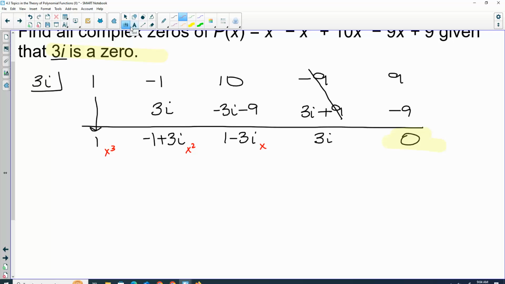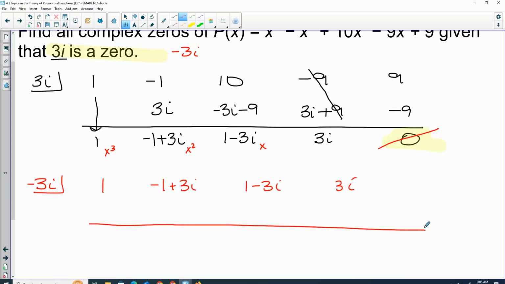What else do I know? If 3i is a 0, what else is a 0? Negative 3i would also be a 0. So I'm going to do synthetic division one more time. I am going to take the answer I just got and divide by negative 3i. Okay, so this was my remainder. We don't need it, but we take these other coefficients. The 1, negative 1 plus 3i, 1 minus 3i, and 3i. And what should happen this time is all these i's should cancel out.